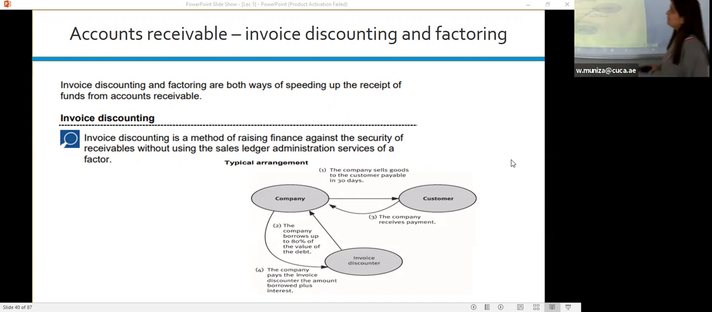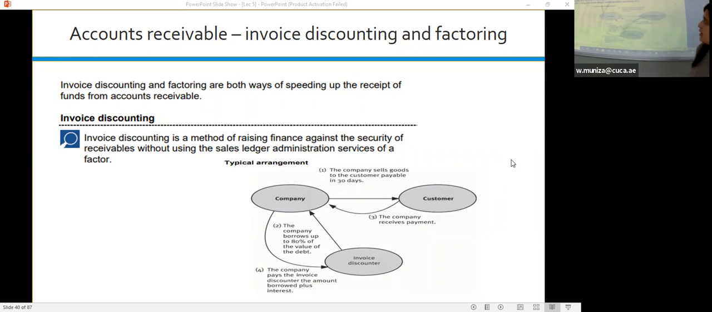Okay, now, sometimes we do use the concept of invoice discounting and factoring. Sometimes the organization outsources the responsibility for collecting the debts. Instead of collecting the debts by themselves, in order to save time and cost, they outsource this responsibility to third parties. This responsibility can be outsourced in the case of invoice discounting and factoring.